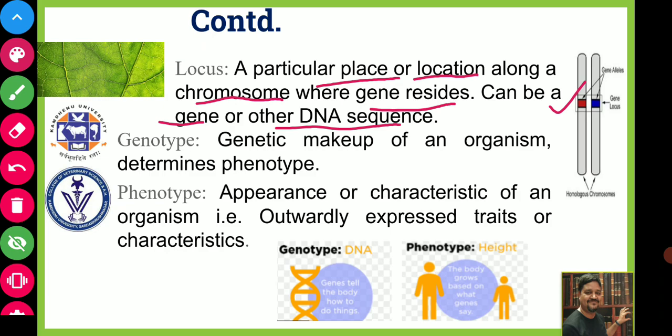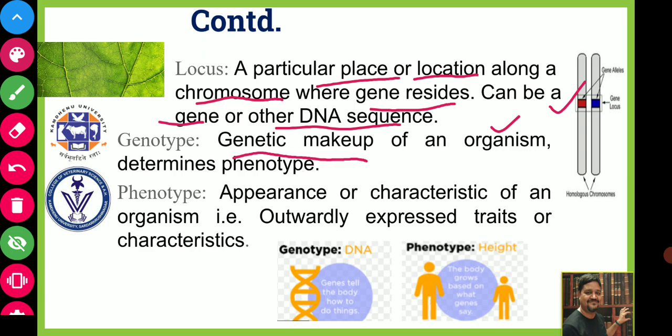Another related term, actually there are two related terms. One is genotype and another is phenotype. These two terms we face frequently when we are studying animal genetics. What is genotype? Genotype is the genetic makeup of an organism, that is, what genes it possesses and what alleles that organism has. That makeup of an organism is called genotype, and this genotype will determine the phenotype.